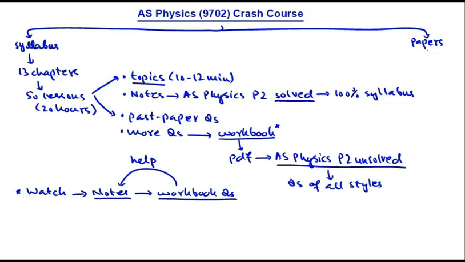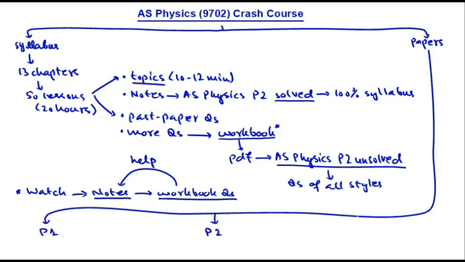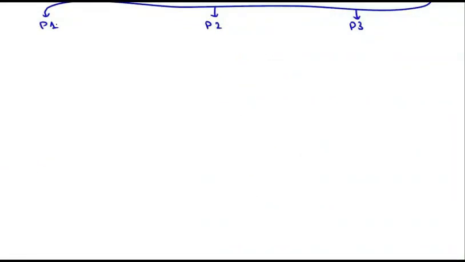Let's look at AS Physics papers now. Students, in AS, all physics students take 3 papers: Paper 1, Paper 2, and Paper 3. Students, Paper 1 is an MCQ paper of 40 marks. This paper consists of 40 MCQs.